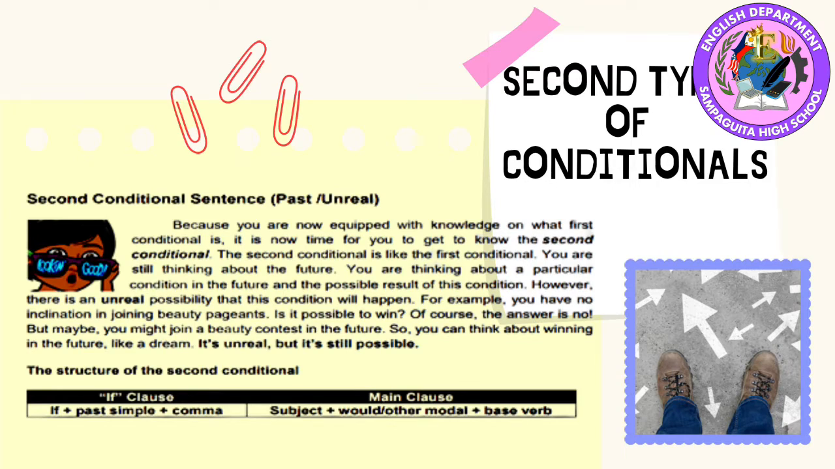So now let's talk about the second type of conditionals. You will use this type of conditional if you're talking about unreal possibilities. Huh? What do you mean by unreal possibilities? When we say unreal possibilities, it may not happen. It may be considered unreal, but there's still a chance that it will happen.